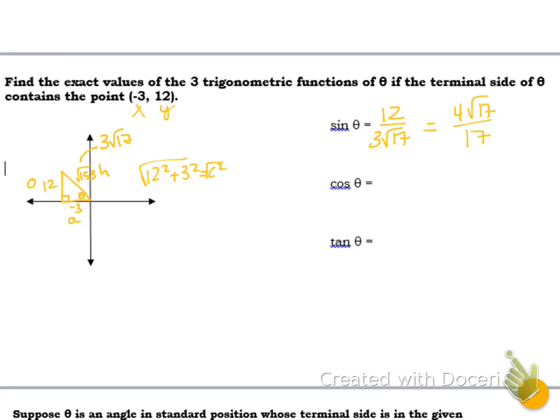Okay, my cosine is A then H, so negative 3 over 3 square root 17, which if I type in my calculator will simplify to negative square root of 17 over 17. Tangent is O then A, so 12 over negative 3, which is negative 4.